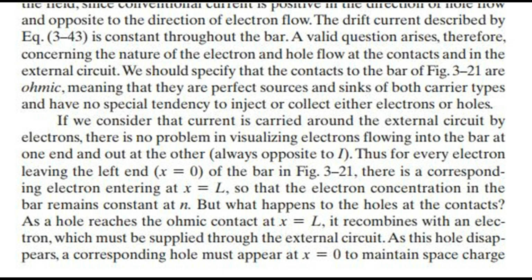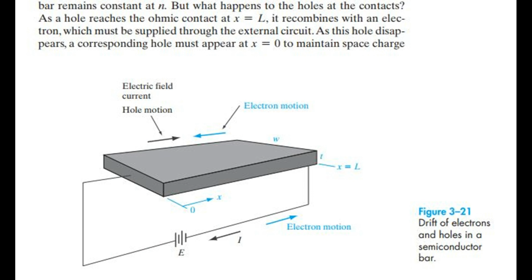As a hole reaches the ohmic contact at x equals L, it recombines with an electron, which must be supplied through the external circuit. As this hole disappears, a corresponding hole must appear at x equals 0 to maintain space charge neutrality. Figure 3-21. Drift of electrons and holes in a semiconductor bar. It is reasonable to consider the source of this hole as the generation of electron-hole pairs at x equals 0, with the hole flowing into the bar and the electron flowing into the external circuit.